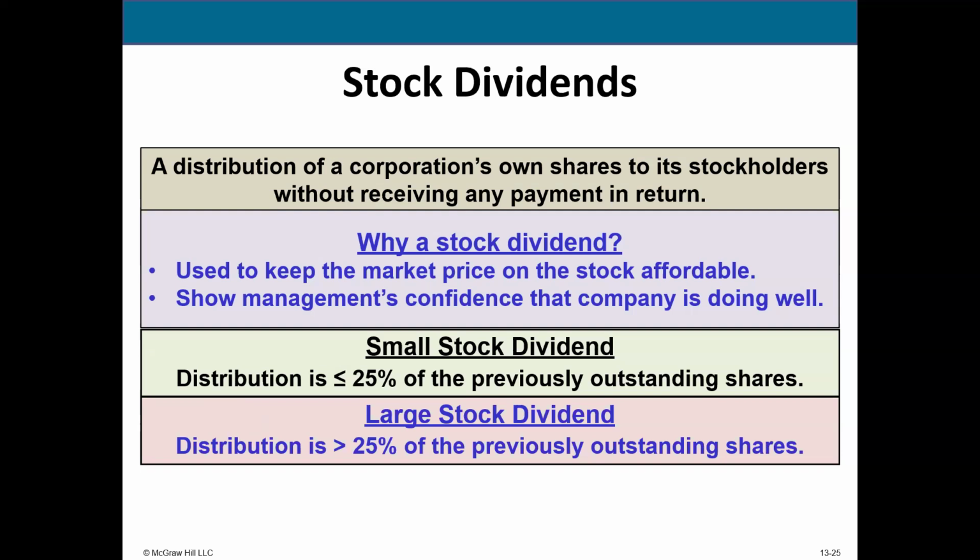And it stabilizes the stock price to some extent. If it's a small stock dividend, they distribute less than 25% of previously outstanding shares. If it's a large stock dividend, it's greater than 25%.